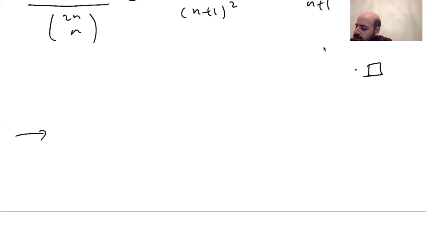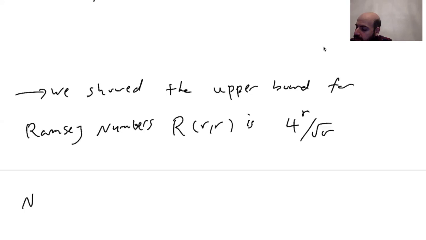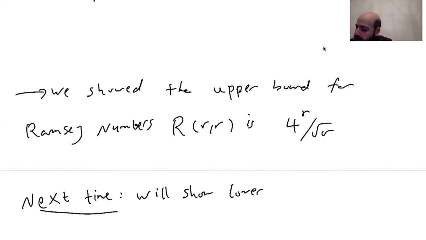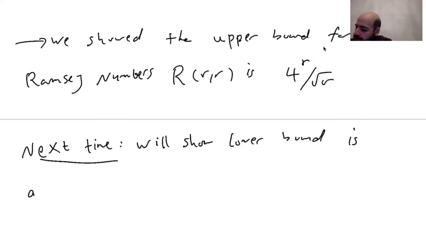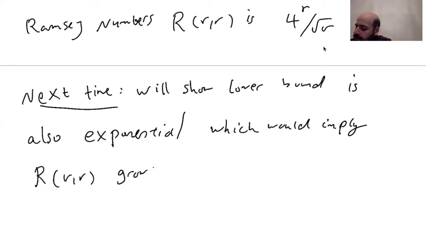Okay, so we showed the upper bound for Ramsey numbers, diagonal Ramsey numbers basically. Capital R of r is at most 4 to power r over root r. So next time we will show that the lower bound is also exponential, which would imply that capital R of r, r grows exponentially.